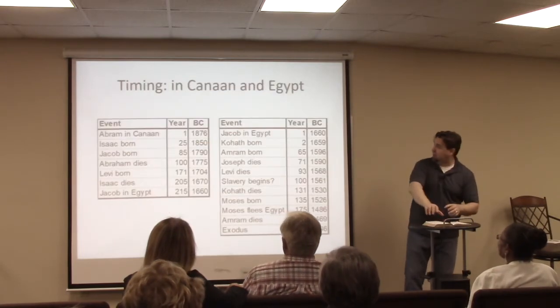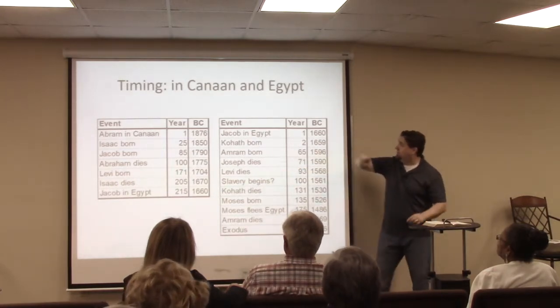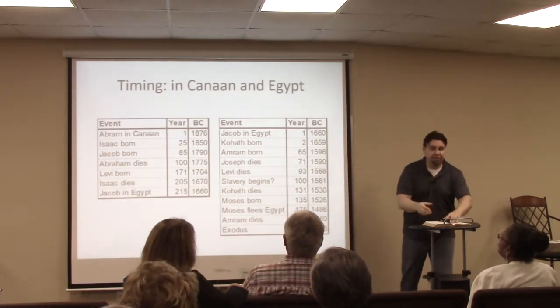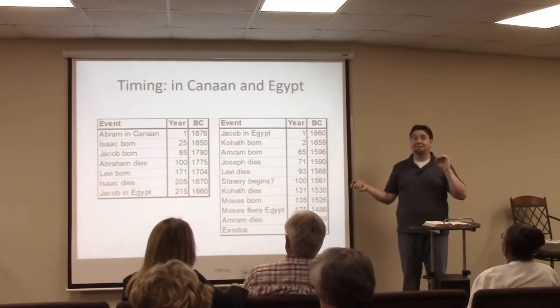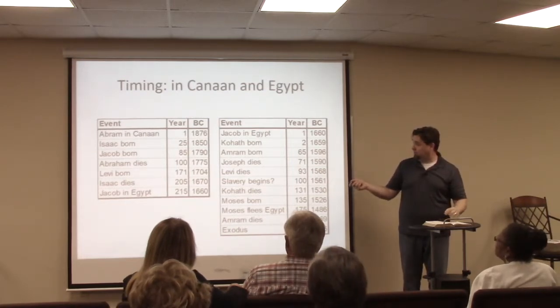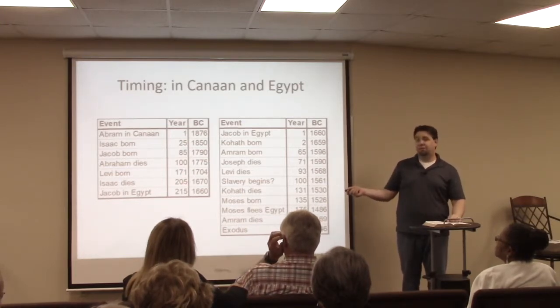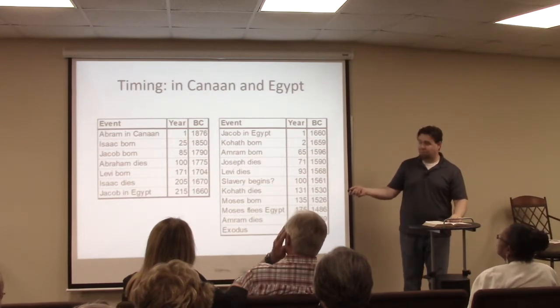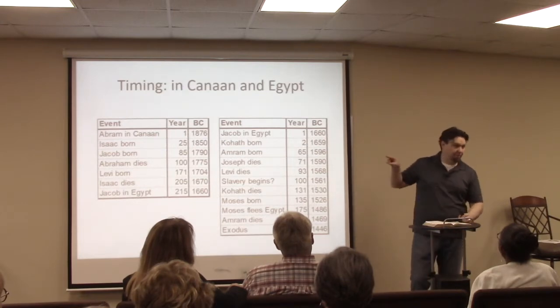Okay, so here's the breakdown between time in Canaan versus time in Egypt with respect to how many years they were there. So when Abraham's in Canaan at the age of 75, that's the first year. Isaac is born 25 years later when he's 100. Jacob's born 85 years later. Abraham dies 100 years after coming to Canaan. Levi's born 171 years after Abraham came to Canaan when he was 75. Isaac dies 205 years after Abraham came to Canaan. And Jacob left for Egypt 215 years. This is the math that the Bible provides.